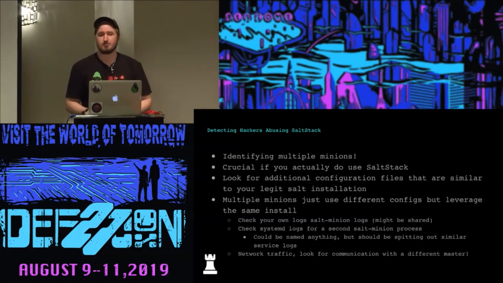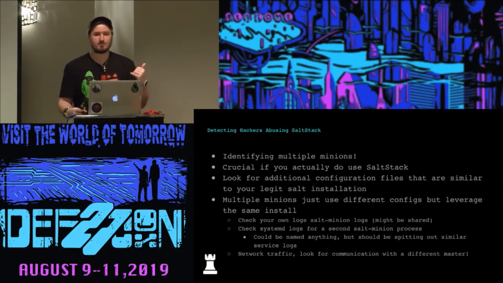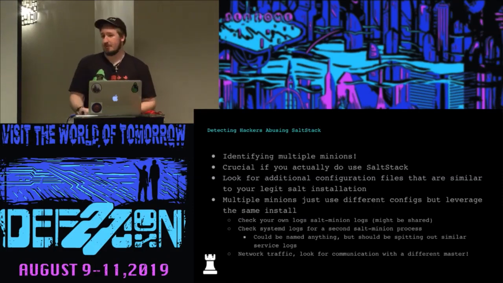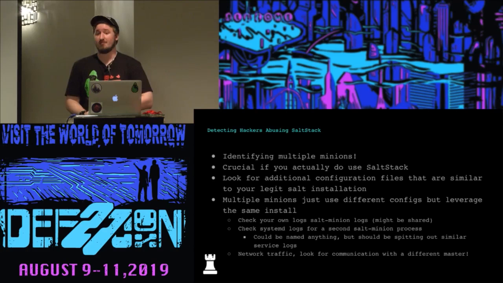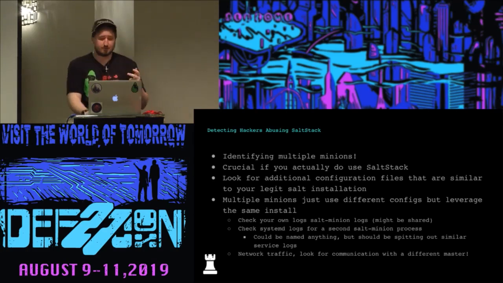So when an attacker goes to install a second minion on a box, they're going to either A, bring their own minion binary, or B, use the one that you already have installed, and then just point it at their bad configurations. So what you're going to want to look for in these cases are the potential usage of the same log file.